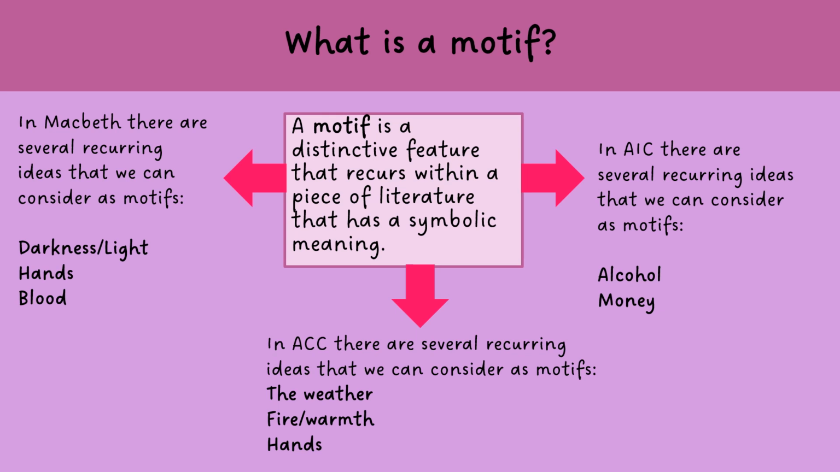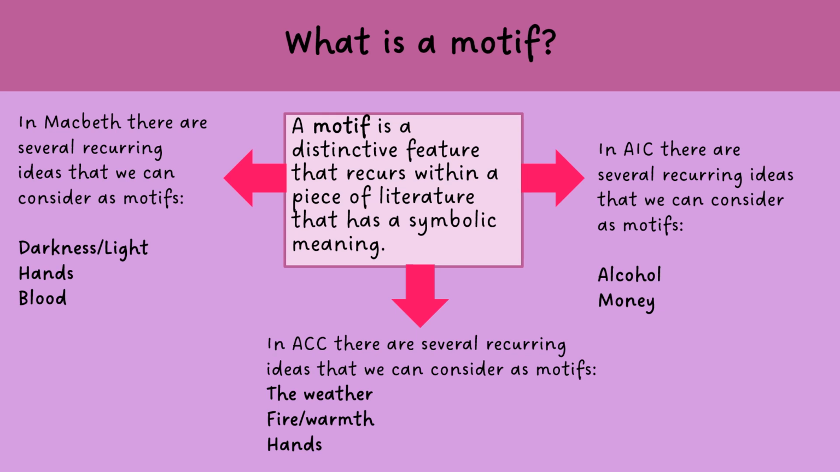I've put our literature texts on the screen, and in Macbeth there are several recurring ideas that we can consider that are motifs. We look at the darkness versus the light, references to hands and references to blood. In A Christmas Carol, we look at the references to the weather, the references to fire and warmth, and the references to hands again. But with this one, it's a little bit different. It's not just talking about hands, it's more about the actions of hands. In A Christmas Carol, you will find lots of verbs like twisting, pulling, pulled, wrenching, grasping, all of those sorts of verbs that link to the physical action of hands.